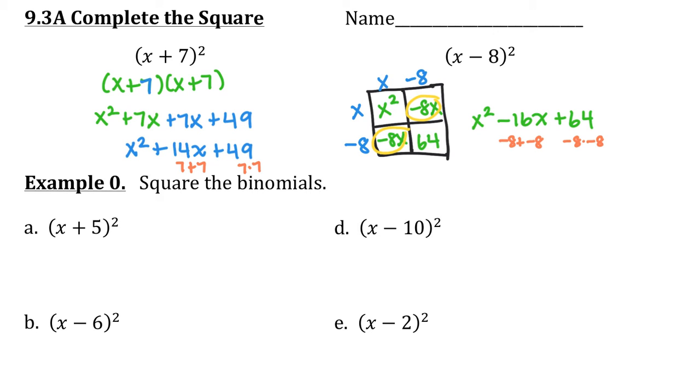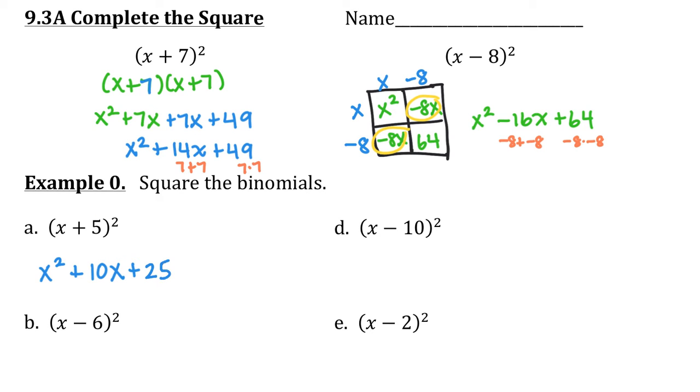So let's look at this one. Now this is x plus 5 squared. Since it's x, the first term is going to be x squared. Okay, now the x term is going to be the number plus itself. So since this is 5, I'm going to do 5 plus 5, and it should be the x term, so I'm going to get 10x. Okay, now the last term is this number squared or times itself. So since I have 5, I'm going to do 5 times 5.